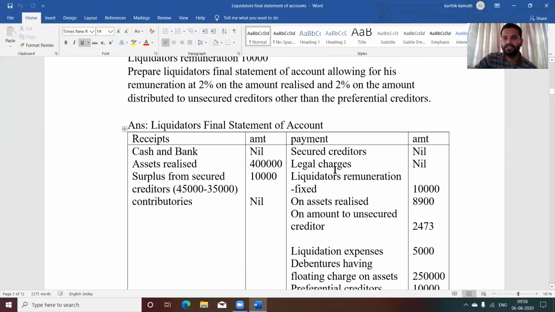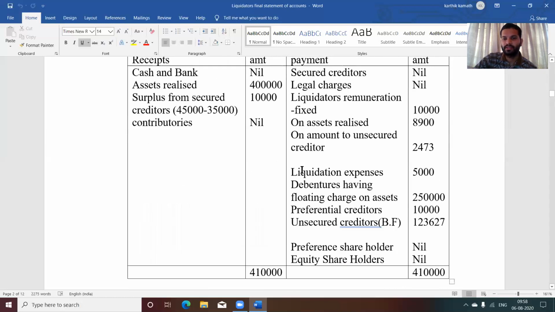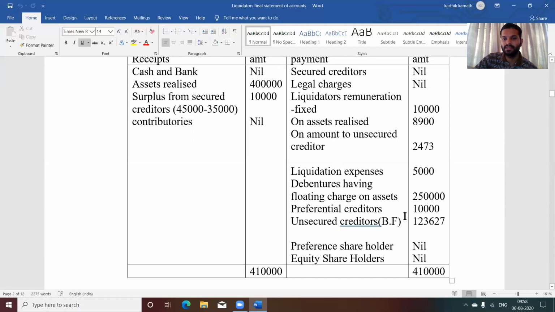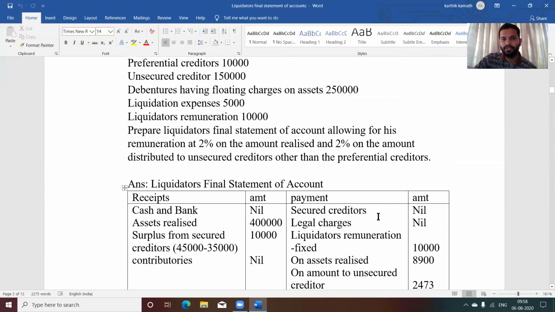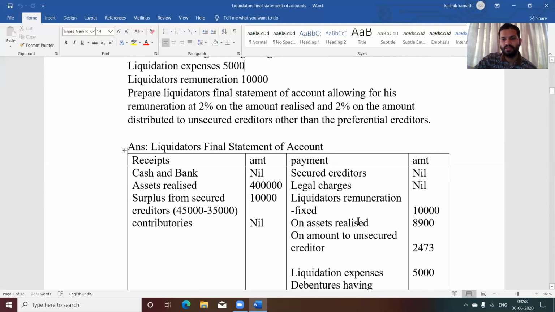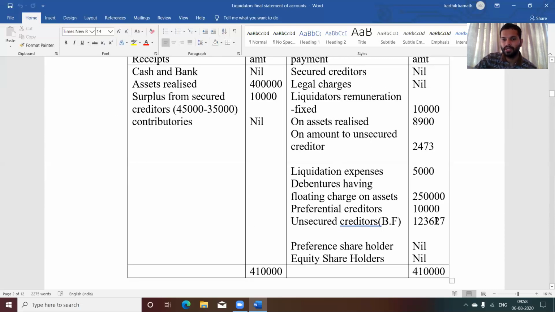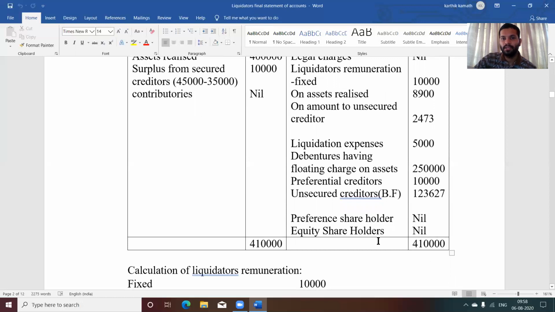Next, you go for liquidation expenses. Liquidation expenses 5,000 given. Debenture having floating charge on assets, that is 2,50,000 given. Preferential creditor 10,000, that is also mentioned. Unsecured creditor, we don't know the amount, leave it as it is. Preference shareholder nil and equity shareholder also nil, because there is no payment to the preference shareholder as well as equity shareholder.